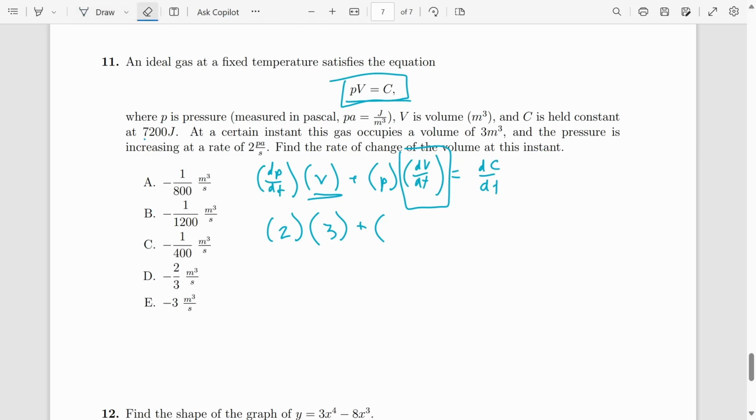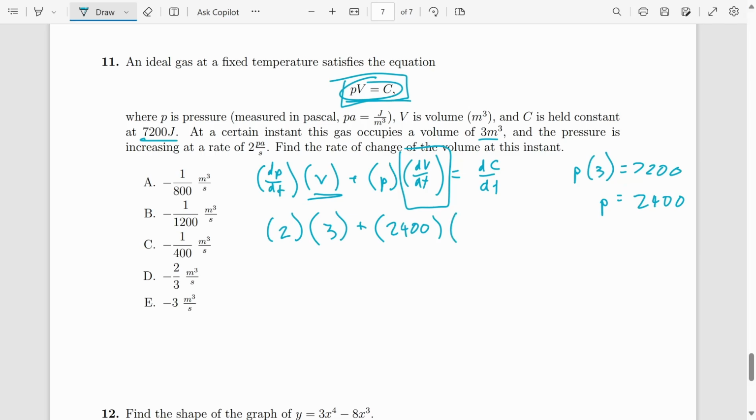So if you read what it says, C is always going to be 7,200. And at this instant, V is going to be 3. So if we plug both of those back into our original equation, we get P times 3 equals 7,200. And dividing both sides by 3, you get P equals, oh boy, 2,400. There we go. So we just figured out P based off of the information in the problem. It must be 2,400 Pascal at this instant.